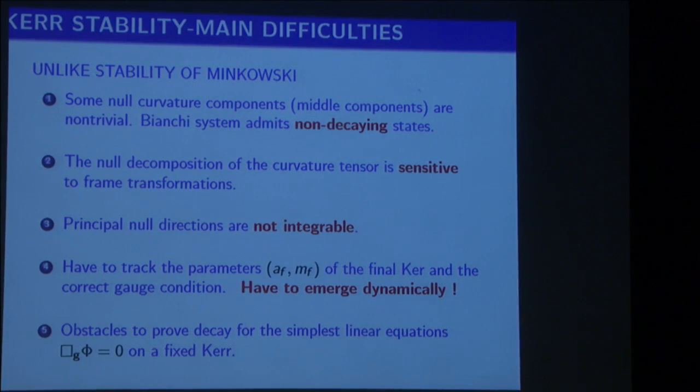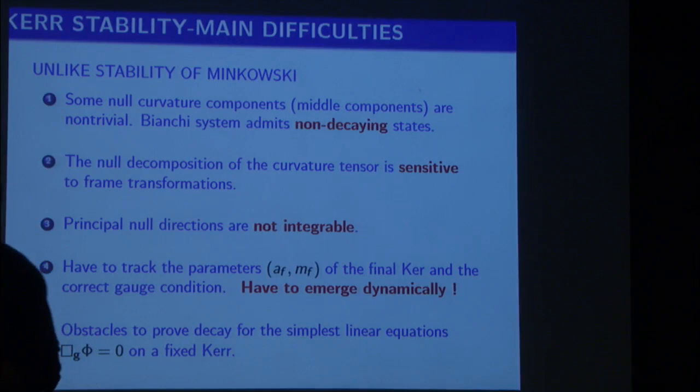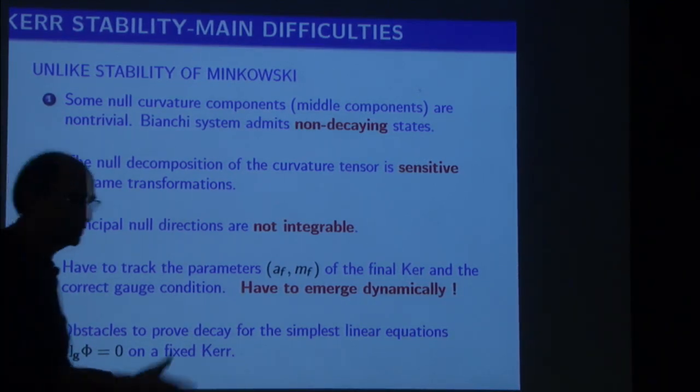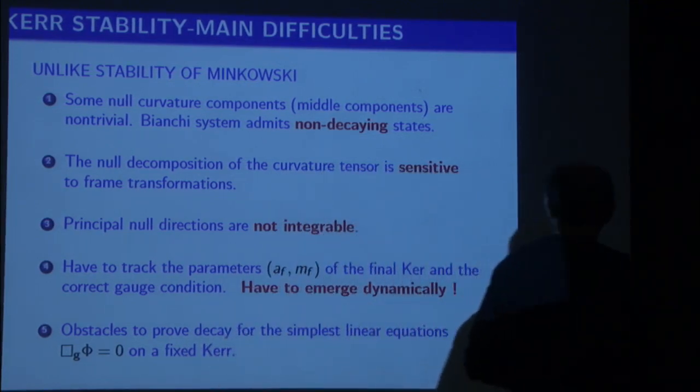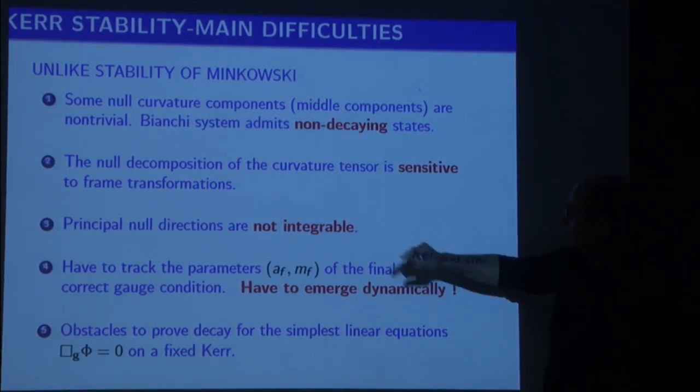So you conclude that the null decomposition of the curvature tensor is actually sensitive to frame transformations. You expect, in fact, if you look at just the Bianchi equations the way we did in the stability of Minkowski space, you are going to have stationary states. So you will not be able to do the same analysis that we did in the stability of Minkowski space. And therefore, you have to do something else, and we'll discuss it in the next slide.